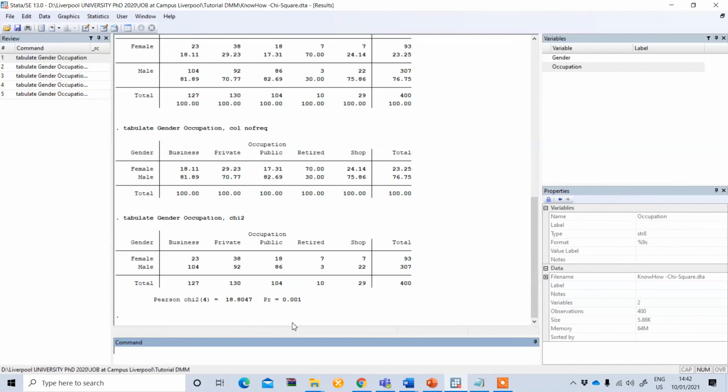However, the question is whether this is statistically significant. You can see the p-value of this chi-square test is 0.001, so you can say the relationship between these two categorical variables is statistically significant at the 1% level. It is less than 0.01 or 1%. So in this way we can perform cross tabulation as well as the chi-square test when we have two categorical variables.